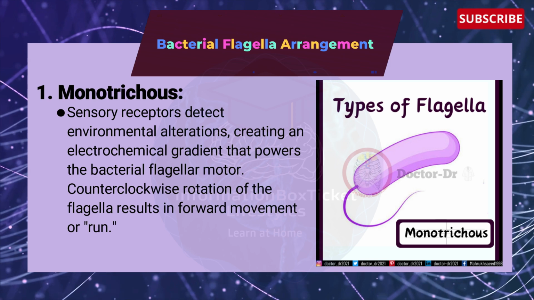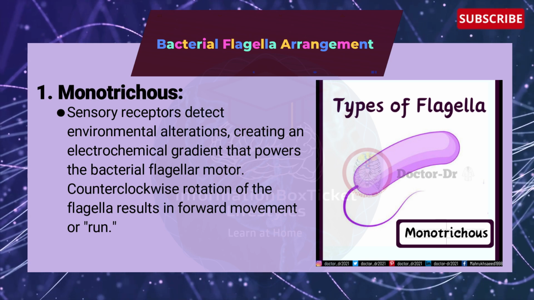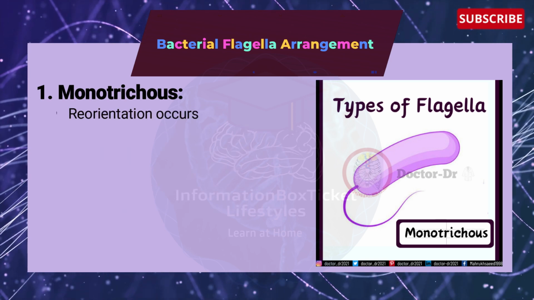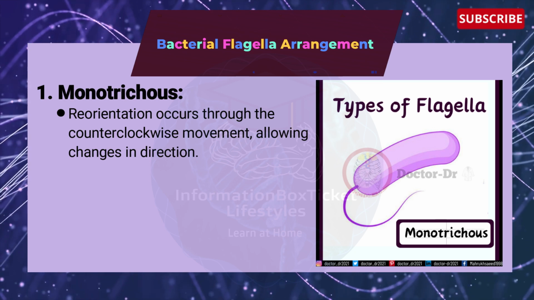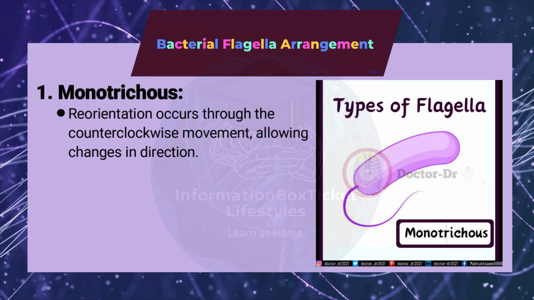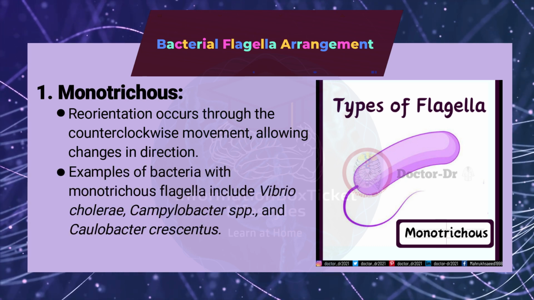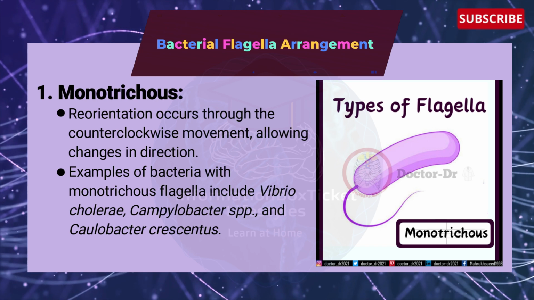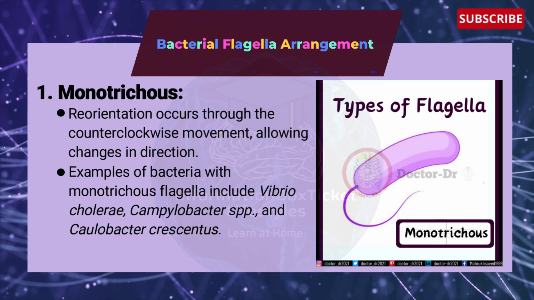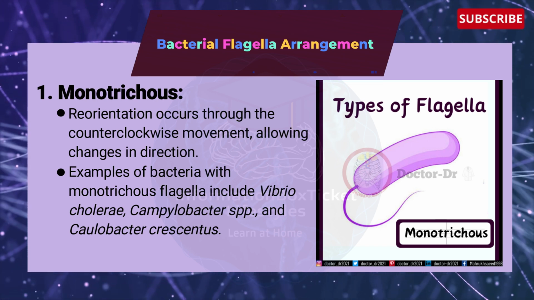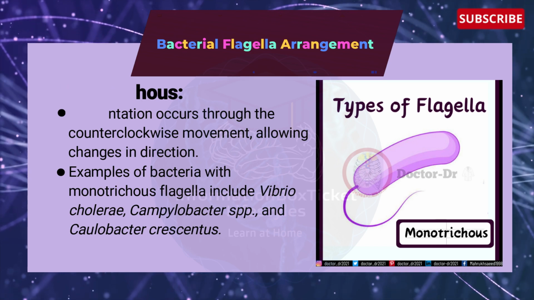Counterclockwise rotation of the flagella results in forward movement or run. Reorientation occurs through the clockwise movement, allowing changes in direction. Examples of bacteria with monotrichous flagella include Vibrio cholerae, Campylobacter species, and Caulobacter crescentus.